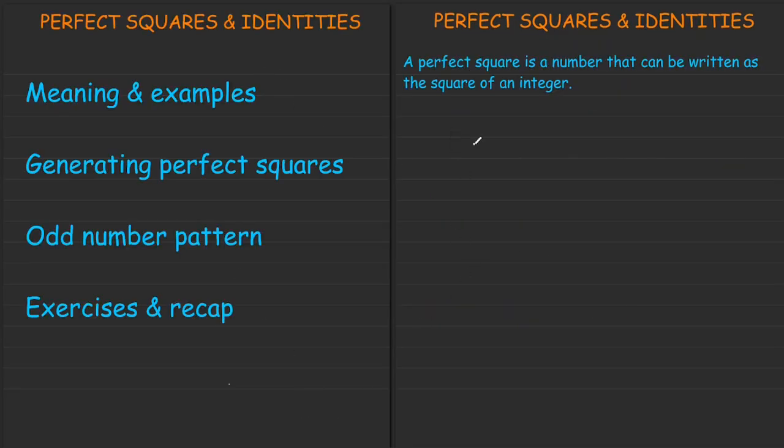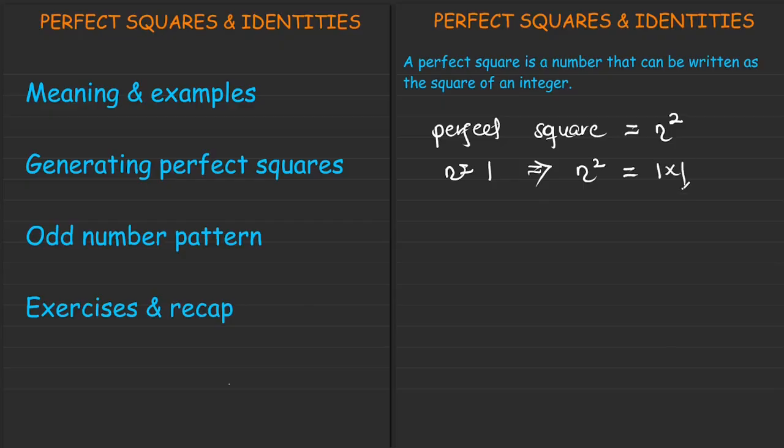So when we talk of a perfect square, what do we mean? A perfect square is a number that can be written as the square of an integer. So simply put, a perfect square is equal to the square of an integer. If we want an integer to be n, then its square is what we have over here. Hence, if n is equal to 1, then our perfect square, n squared, would be 1 times 1, which will be equal to 1.